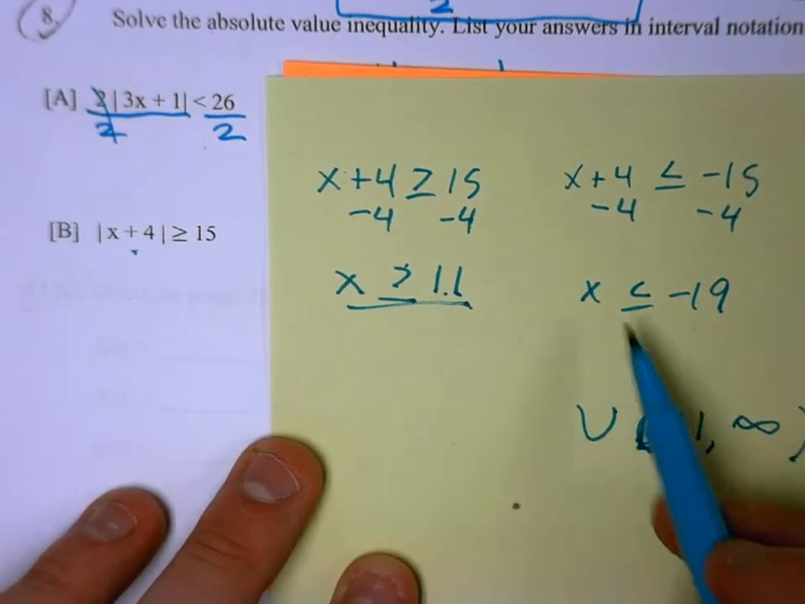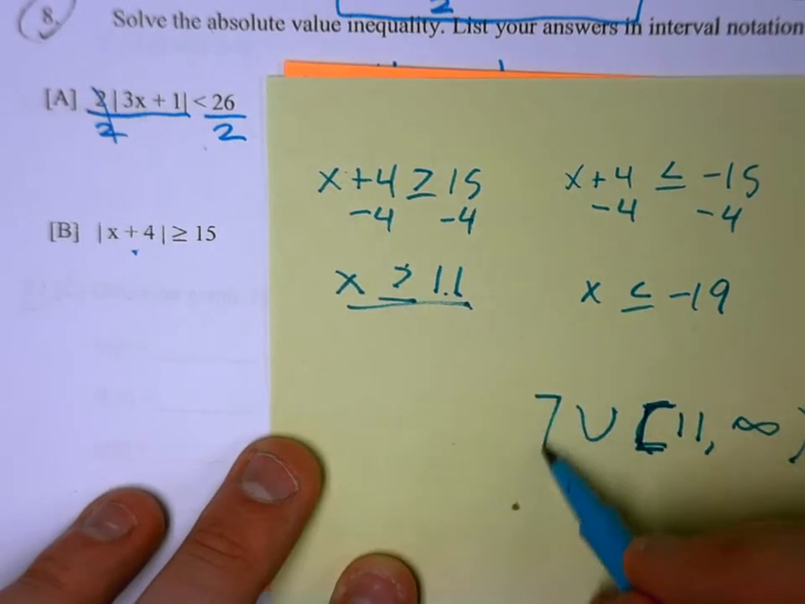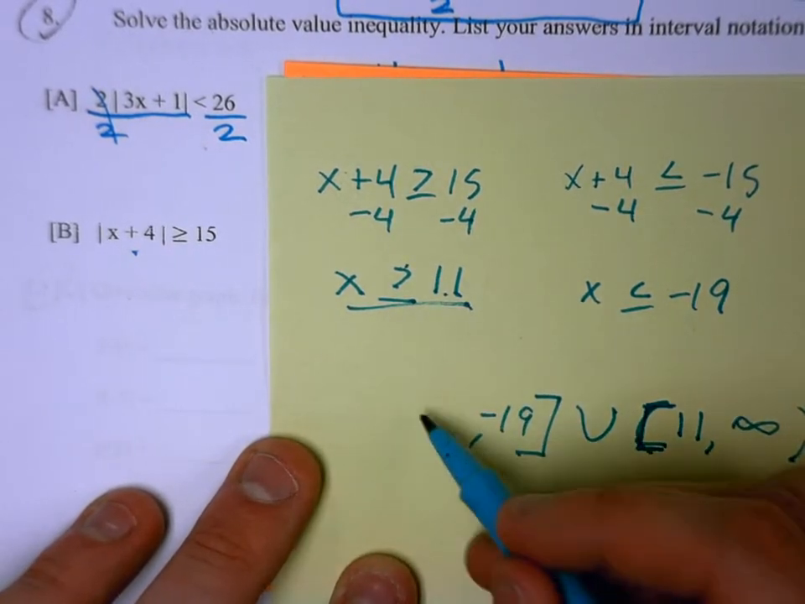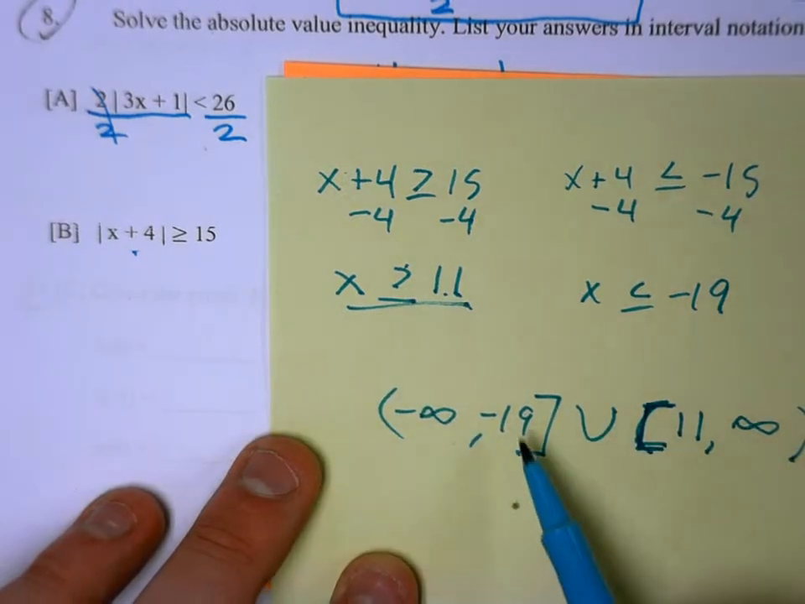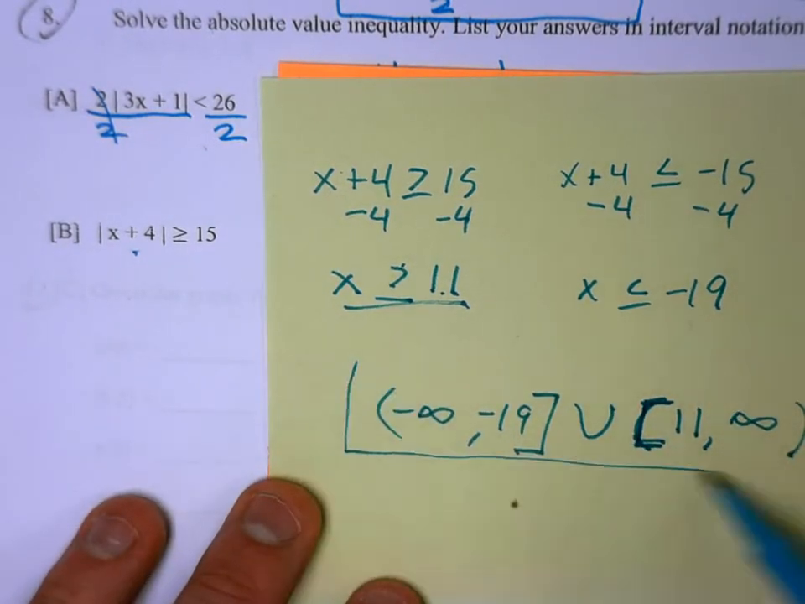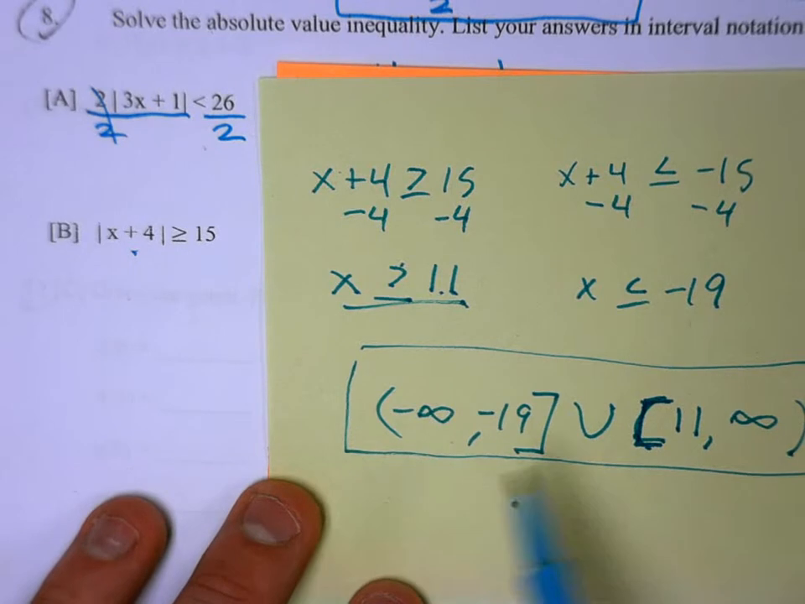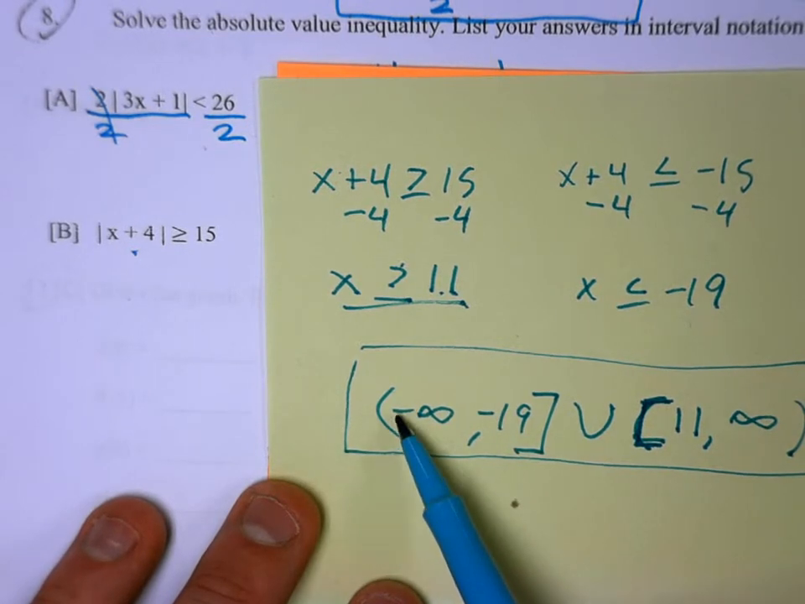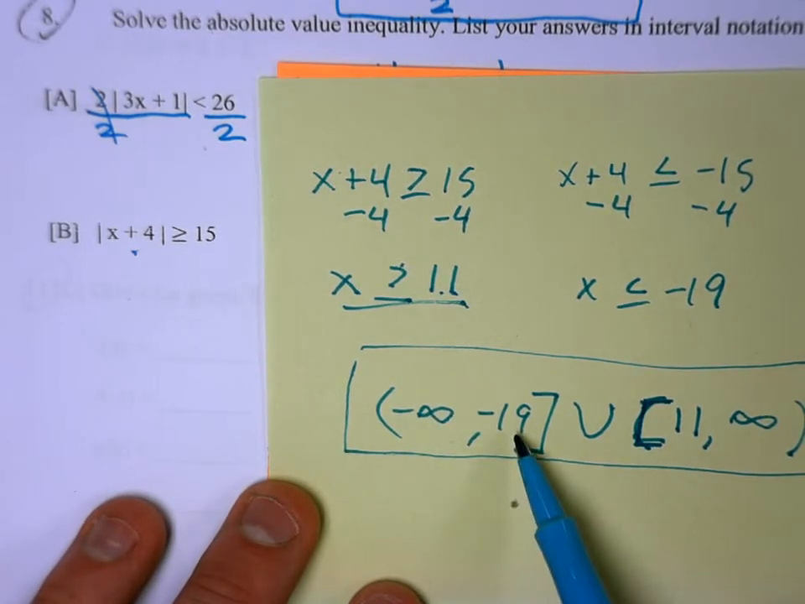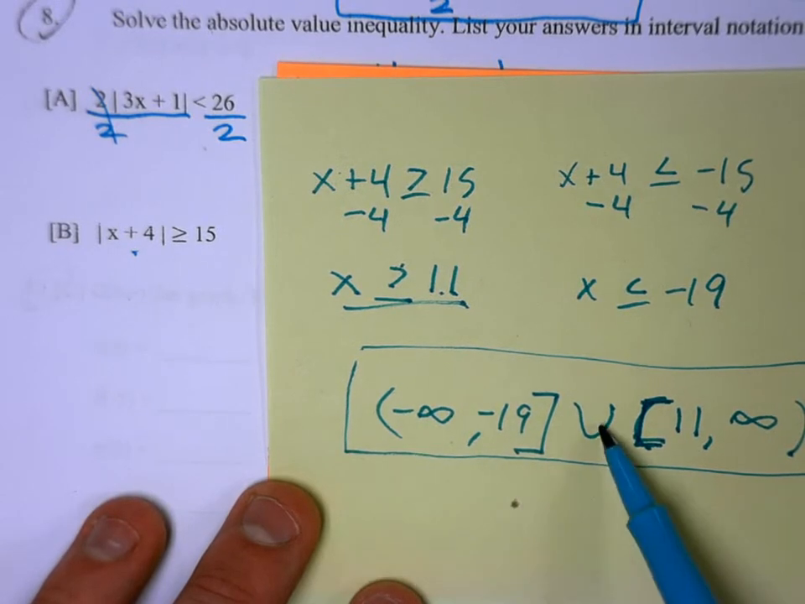But we also have to say that anything less than negative 19, so towards negative infinity from negative 19. So this is your answer. The way this would be read is your answer can be from negative infinity to negative 19, so anywhere less than negative 19, or anything greater than positive 11.